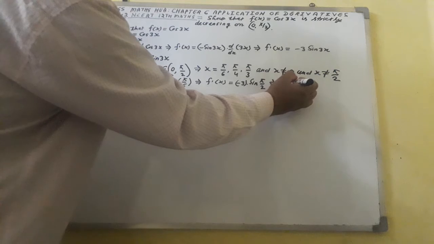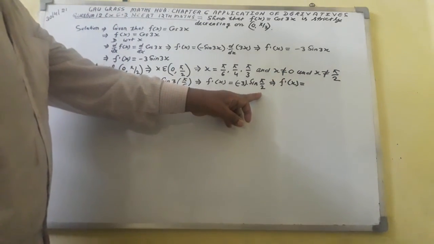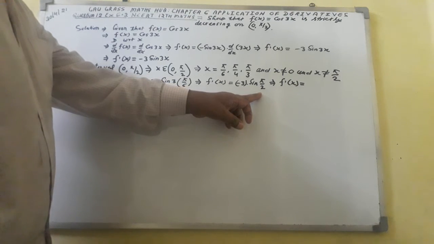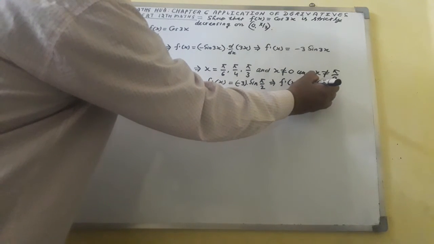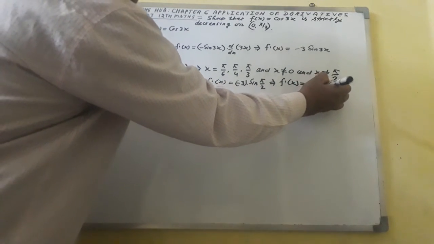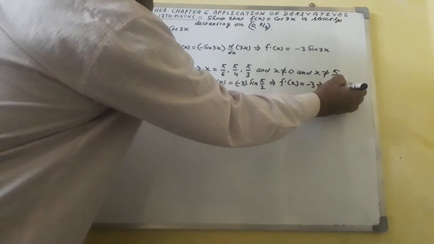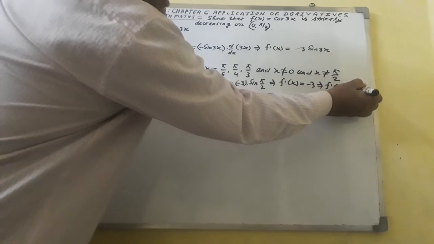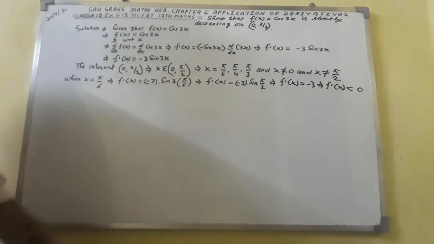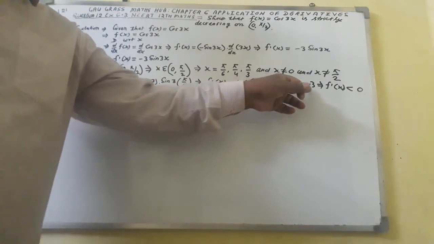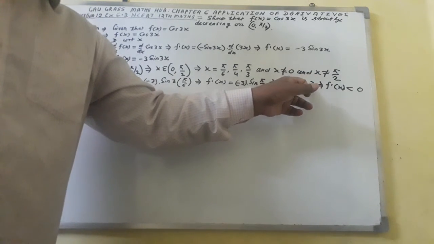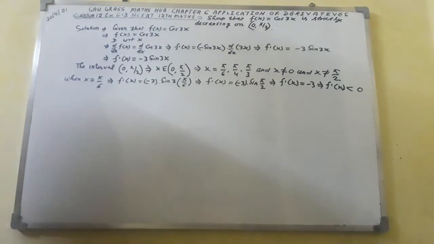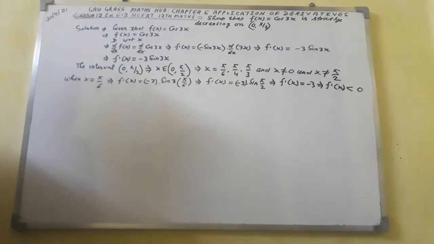Implied that f dash x is equal to, sine pi by 2 means sine 90 degree. Sine 90 degree is equal to 1. So you have got here minus 3. Again I shall write f dash of x less than 0, because here you can see f dash of x is equal to minus 3. Implied that f dash of x is less than 0, because minus 3 is less than 0.